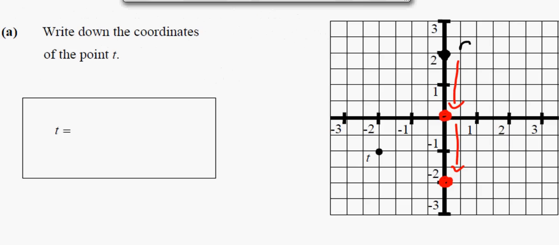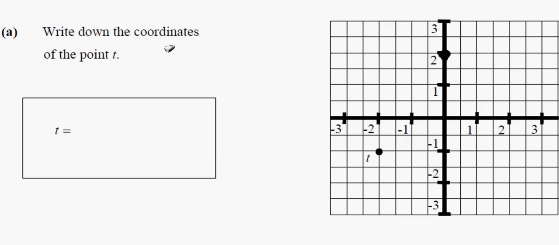Now, to start this question, we need to write down the coordinates of the point T. The point T is located here, and remember it's the x value followed by the y value. My x value is minus 2, and my y value is going to be minus 1.